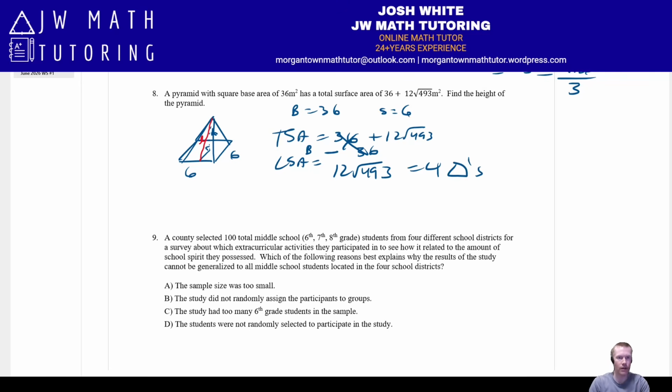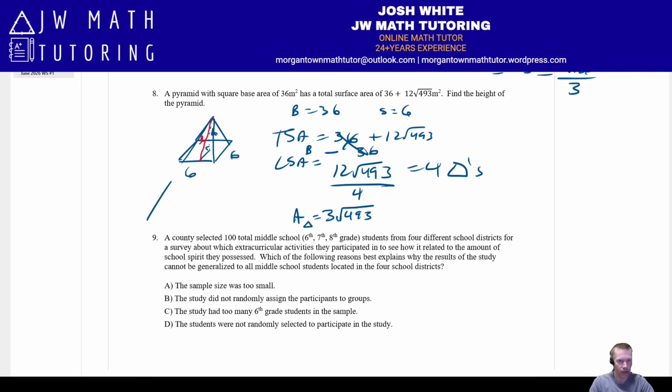So if I want the area of 1 triangular face, I just need to divide this by 4. So I get 3 root 493. So this is the area of 1 triangle.